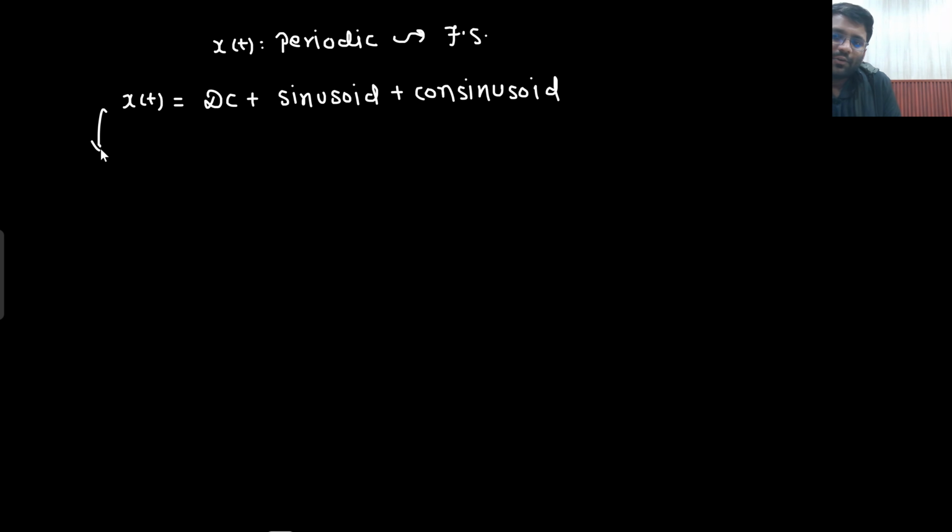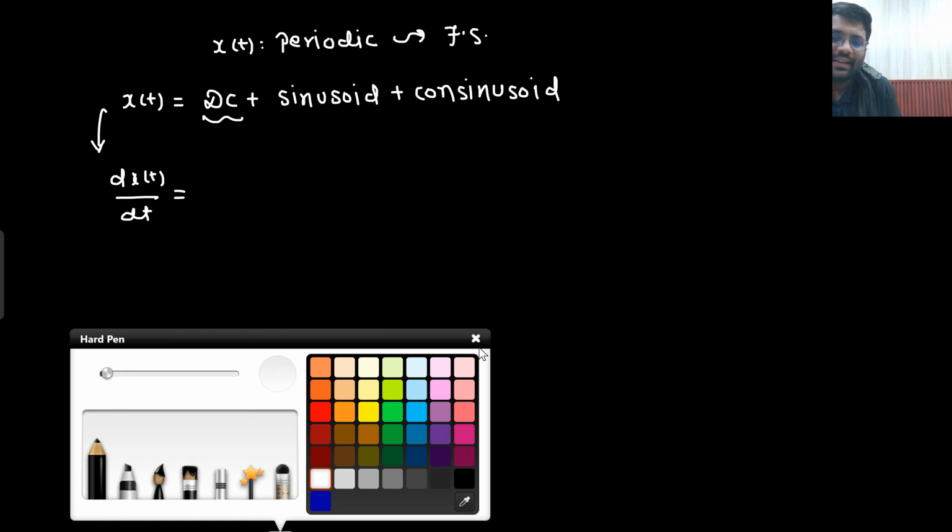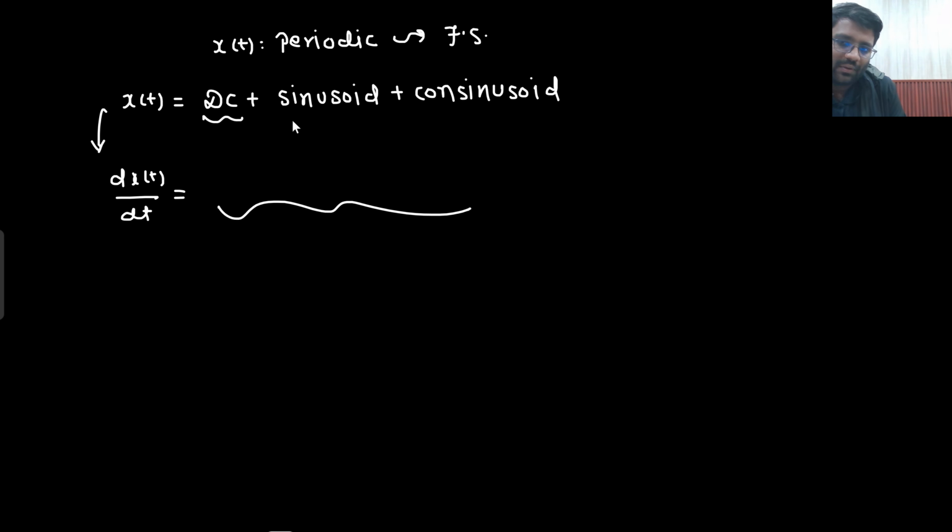Now if you differentiate it, dxt by dt, what will happen? What is the differentiation of DC? 0. So this will be gone. Sinusoid, what you will be left with? Differentiation of sinusoid is cosinusoid. Basically here sinusoid and cosinusoid would come up. Only this much part would come up.